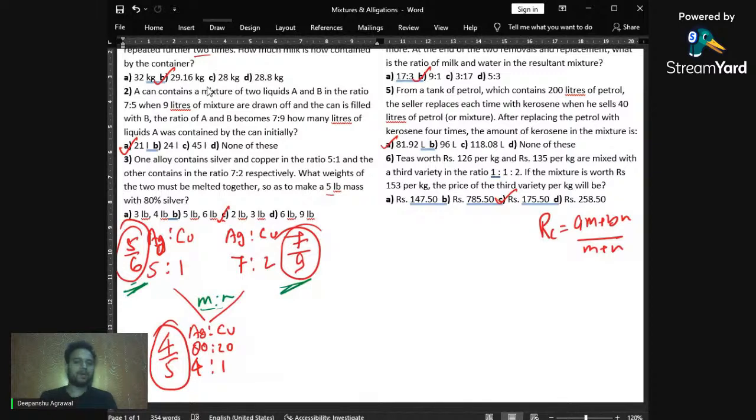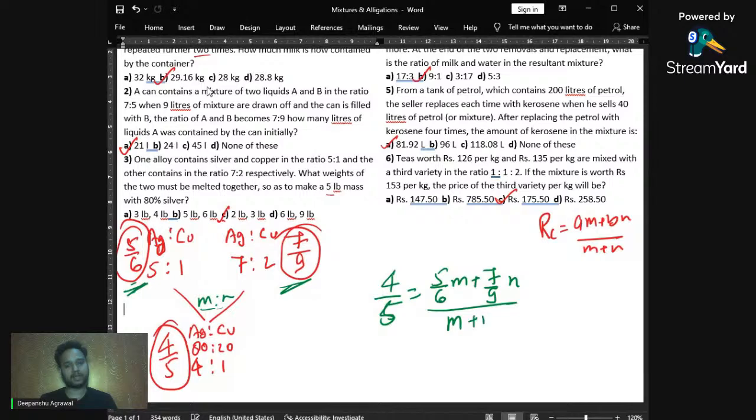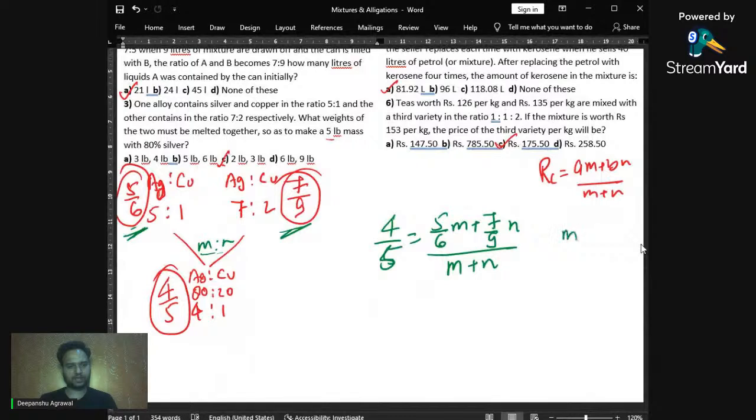Okay. So just put all the values in the equation. 4 by 5 would be put in place of RC, resultant concentration. So that would be given by 4 by 5 is equal to 5 by 6 M plus 7 by 9 N divided by M plus N. Right? So we just need to solve it. You'll get the value of M by N as 2 by 3. You'll get the value of M by N as 2 by 3. Done?